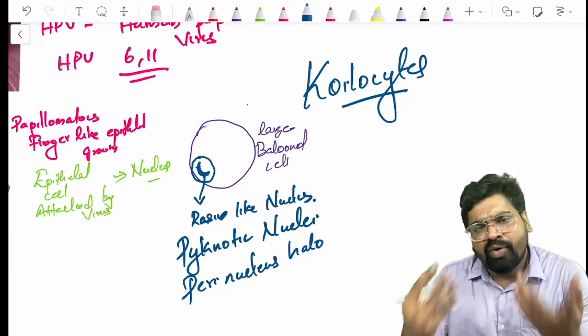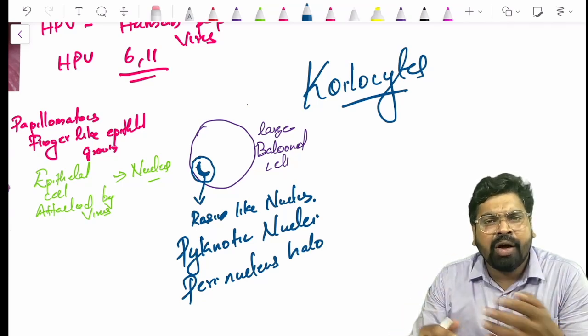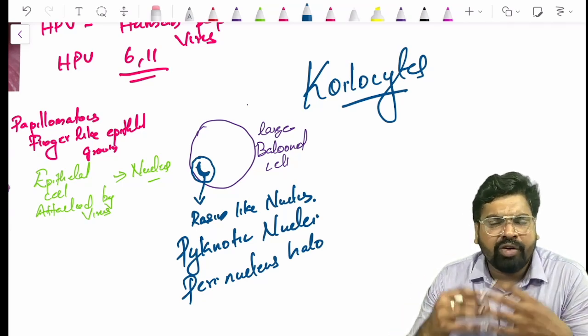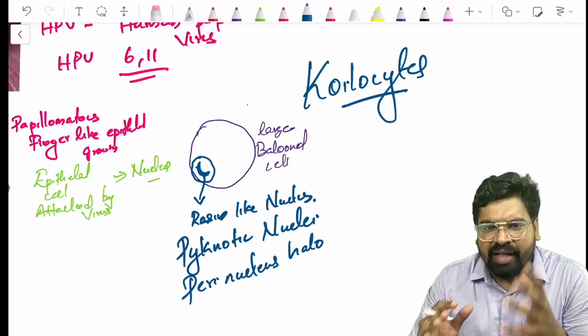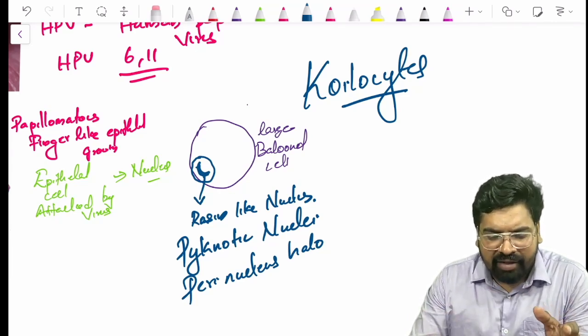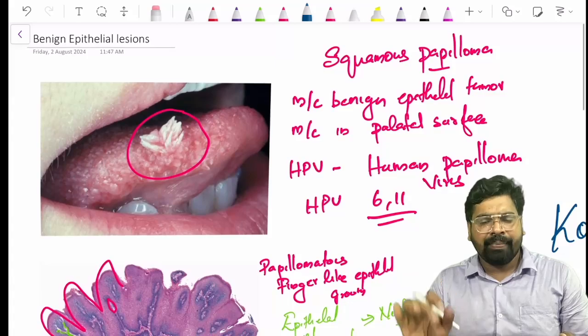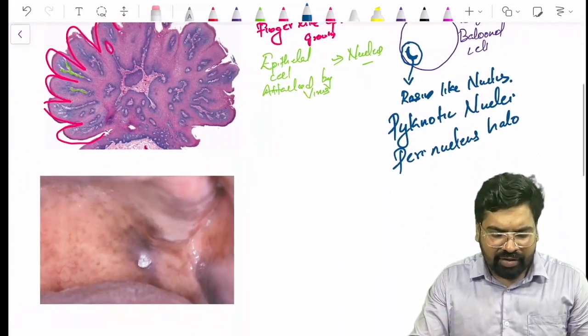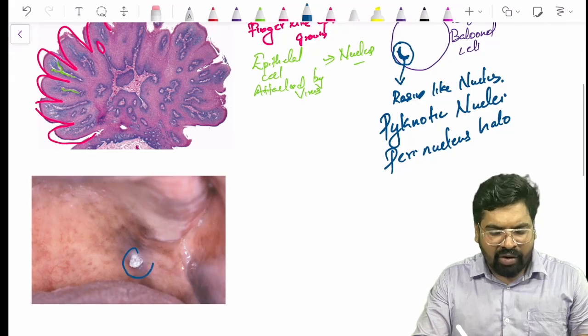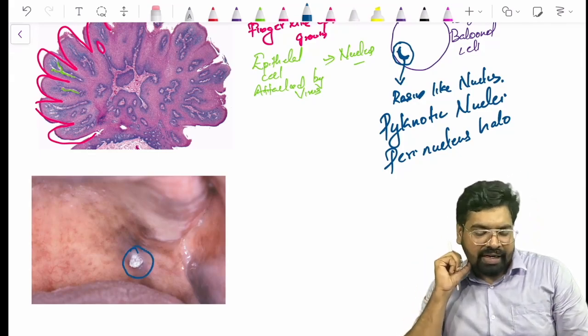Be it squamous papilloma, or condyloma acuminatum, or Heck's disease, whatever it be, these epithelial cells which are attacked by this virus are called koilocytes. So this much is there in your squamous papilloma. Now this is also a picture of squamous papilloma which has occurred in the palatal region. That is the clinical picture.